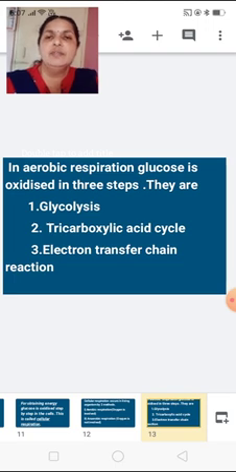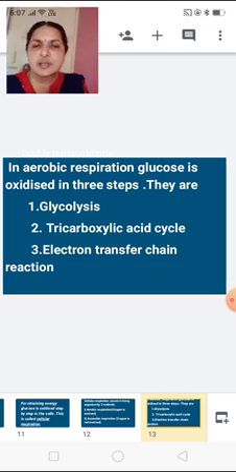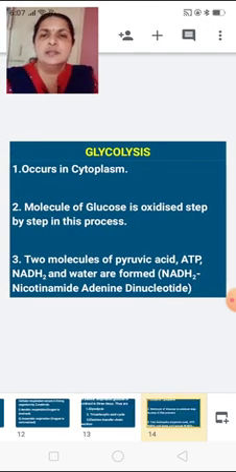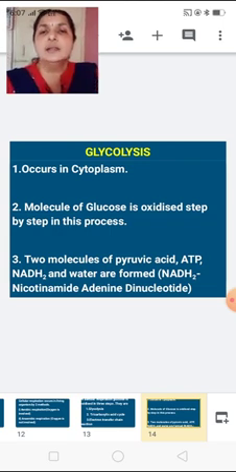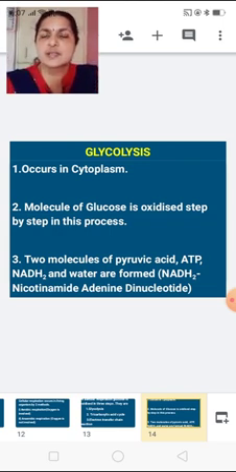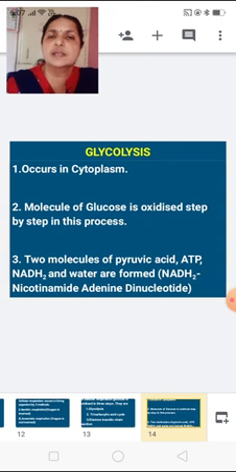Now in detail we learn step by step what is glycolysis. This glycolysis occurs in the cytoplasm. Where does it occur? The nucleus is in the center. Outside the nucleus, the liquid-like substance is called the cytoplasm. This glycolysis occurs in the cytoplasm.